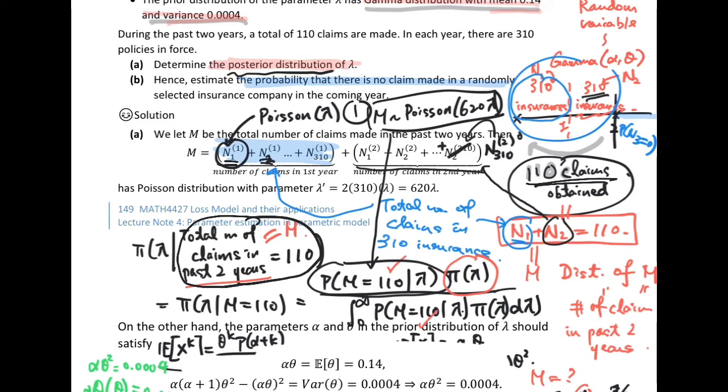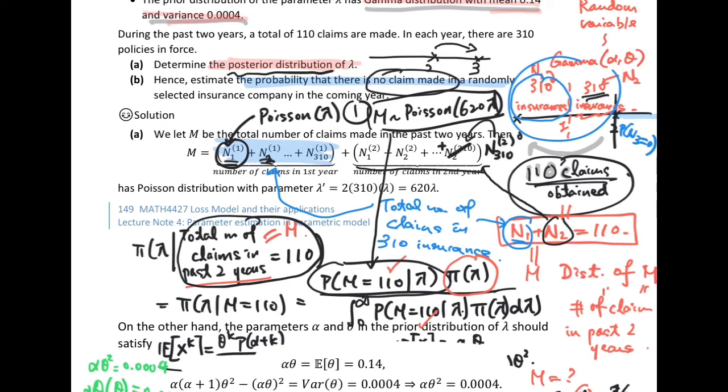And other than that, the other things will be very similar. Now, this is part A about getting the posterior distribution. The second thing that I want you to do is some future prediction. Given the data in the past 2 years, I want to know the probability that there will be a low claim made in a randomly selected insurance policy in the coming year.